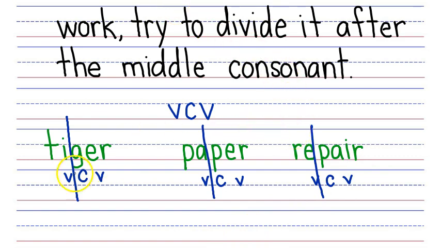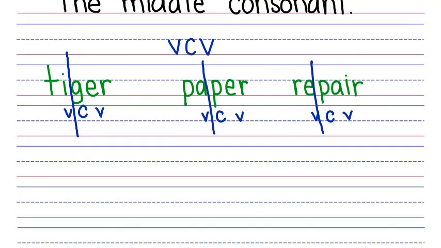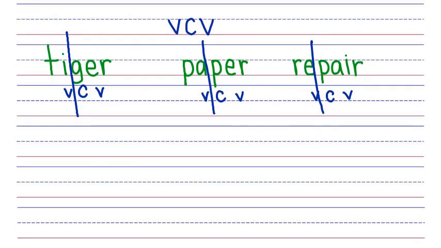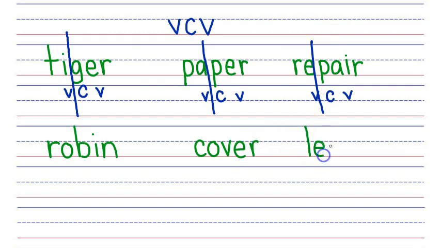Sometimes dividing after the first vowel in a VCV pattern doesn't work. Instead, you have to put the syllable division after the consonant that follows the first vowel. So this happens in words like robin, spelled R-O-B-I-N, cover, spelled C-O-V-E-R, and lemon, spelled L-E-M-O-N.